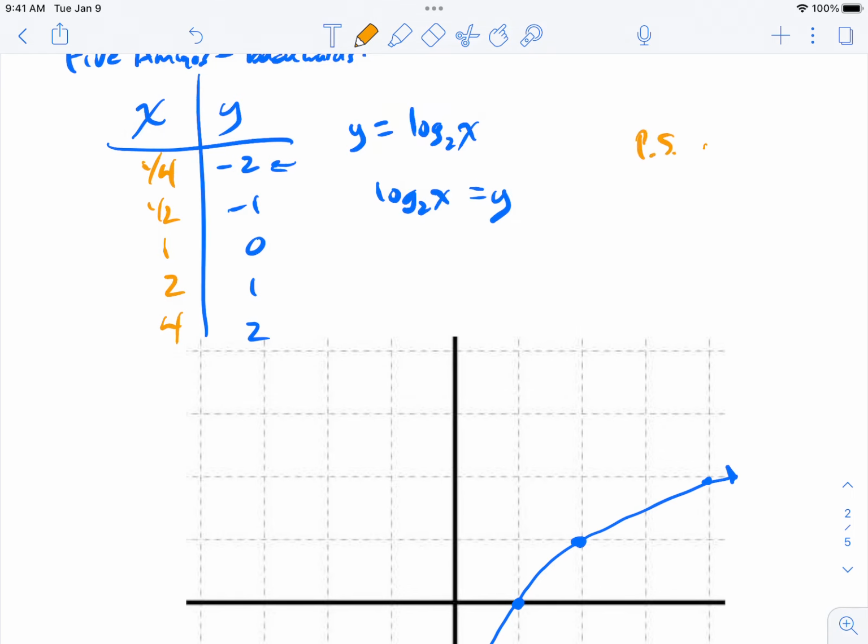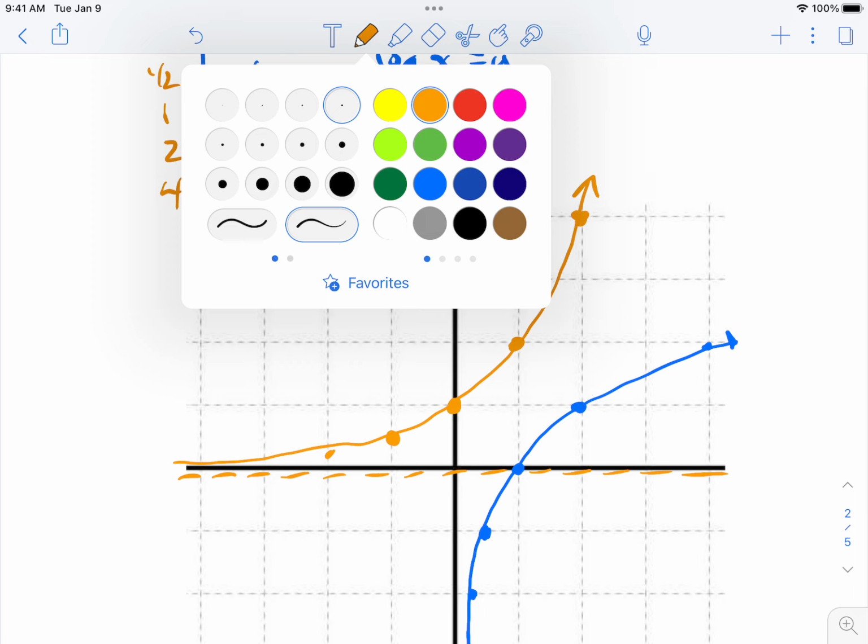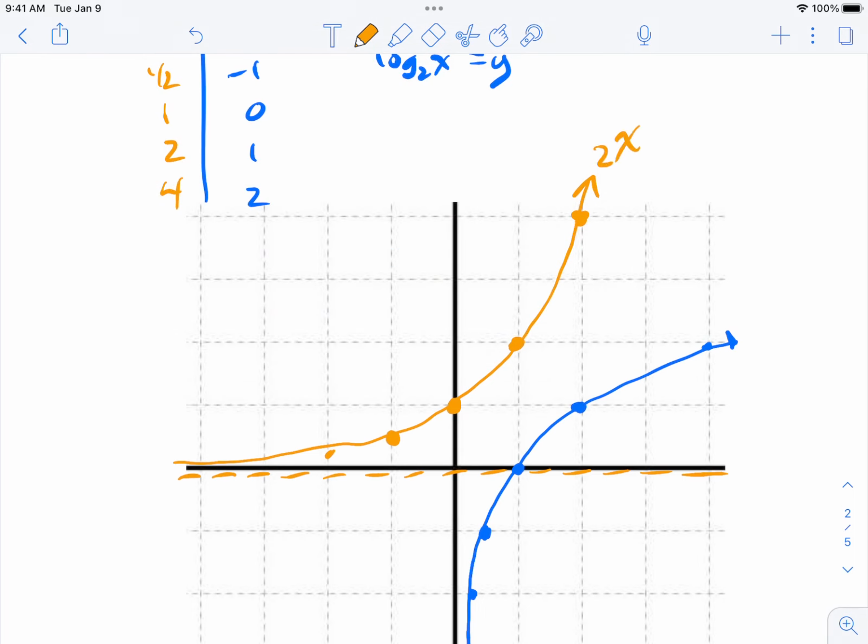P.S. y equals 2 to the x. Remember what that would look like. If you plugged in x equals 0, you would get 1. If you plugged in x equals 1, you would get 2. If you plugged in x equals 2, you would get 4. If you plugged in x equals -1, 2 to the -1 is a half, and so on. And remember, we got this nice horizontal asymptote like this.